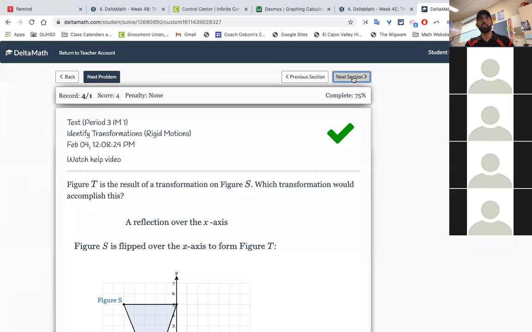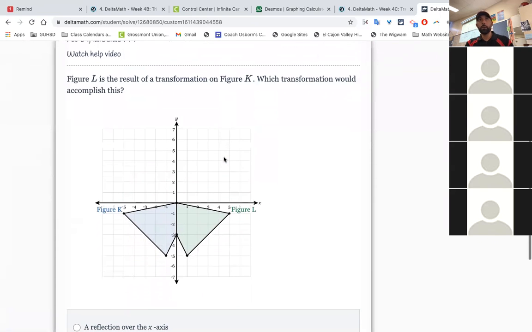Okay, so let's go to the next section now. Again, we're going to go from K to L, but now we're not going from the bottom to the top. Now we're going across, from the left to the right. So it's the same idea. It's a reflection, except now we're going left to right. That means we're flipping over the Y-axis.